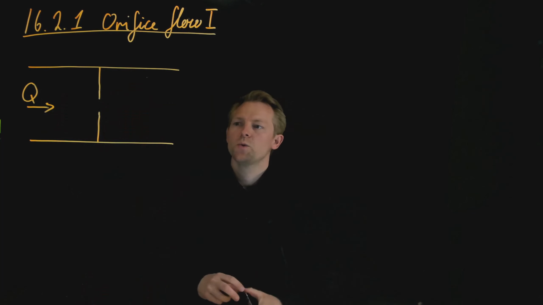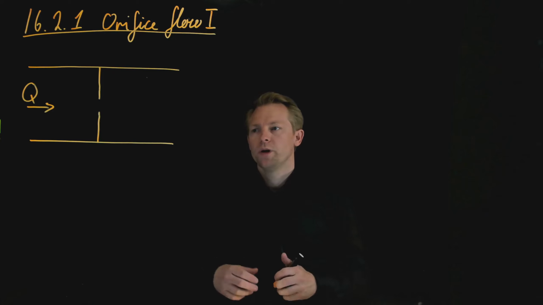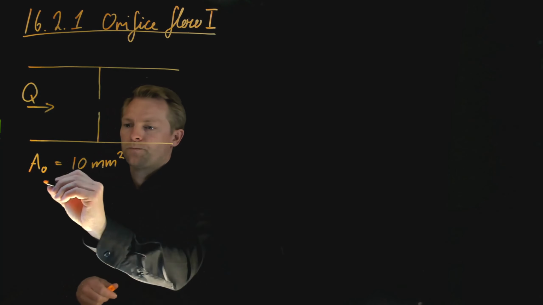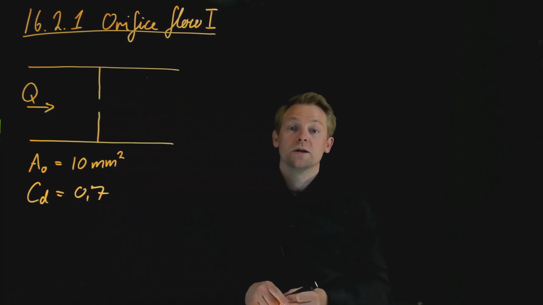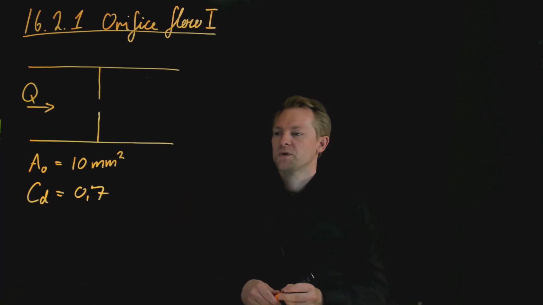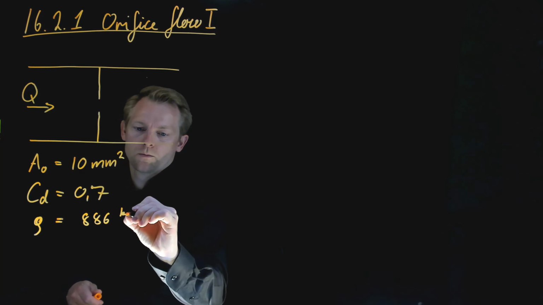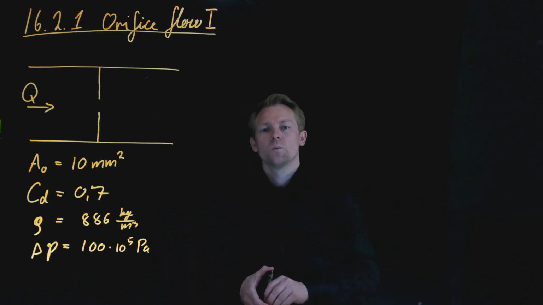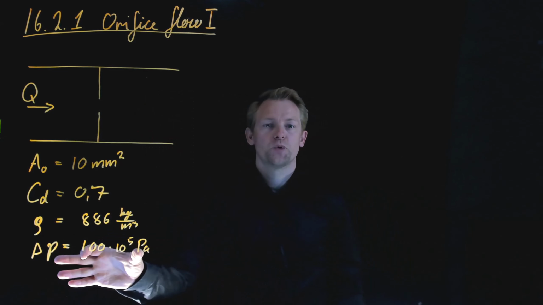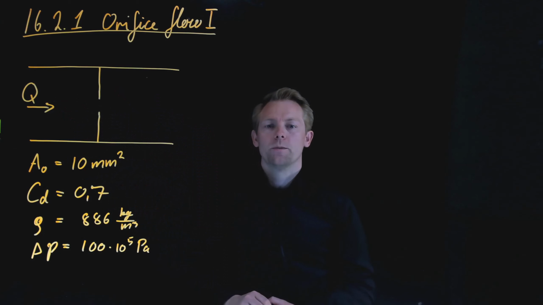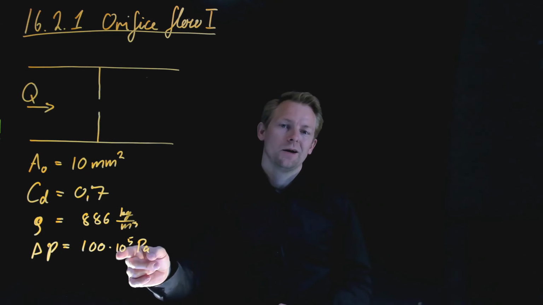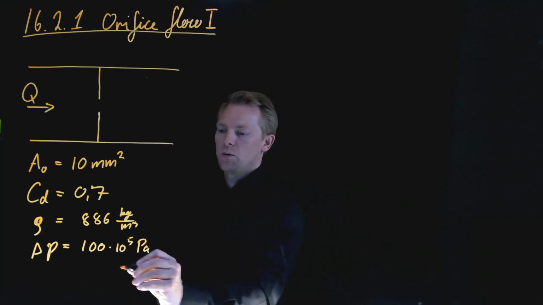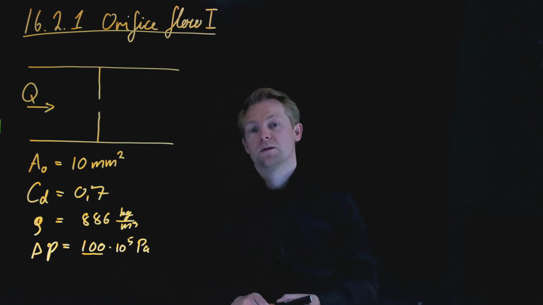So in the exercise we are given an orifice and we know that the opening area is 10 square millimeters. We are given a discharge coefficient of 0.7. And then we are given the oil density and the pressure difference that we have across our orifice. And I like to write it this way with 10 to the power 5, because then it's clear to me that we have 100 bar as the level.